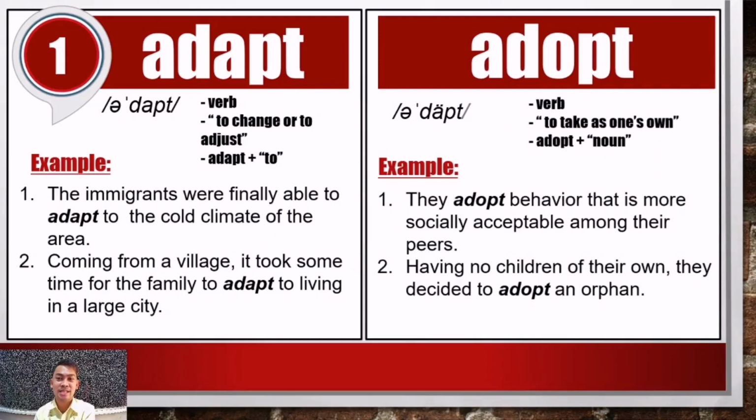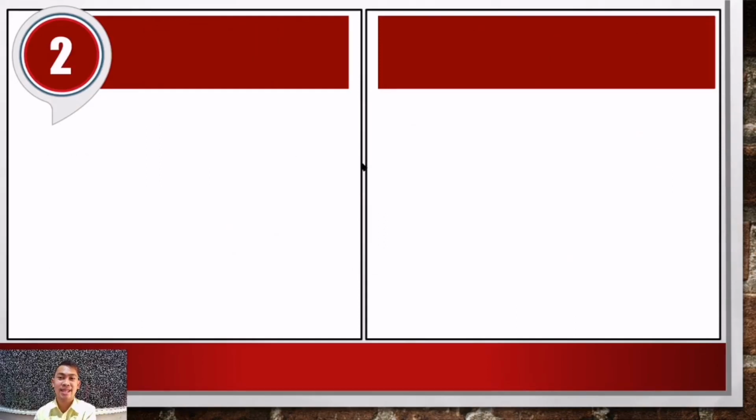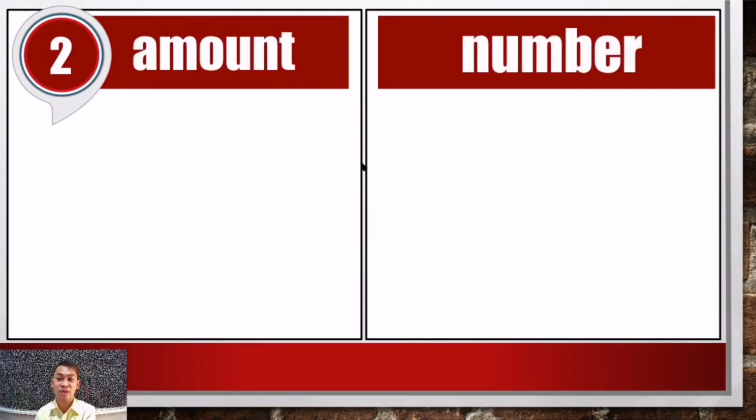Let us now proceed to the second pair of words, and these are the words amount and number. I know this is very easy to differentiate these two words. However, there are still a few people who find it confusing and at the same time difficult to differentiate these two words. Now, when we talk about the word amount, this is definitely used with an uncountable or a mass noun. So, meaning you're going to use amount kapag ang next word that comes after it is uncountable, hindi mabilang.